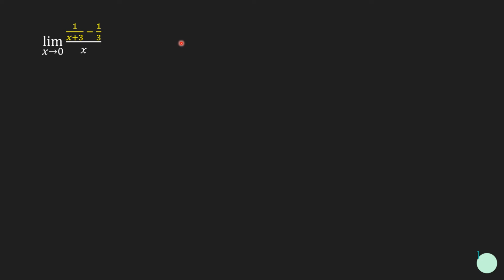For that, we will use a rule known to us which says a over b minus c over d equals ad minus bc divided by bd. See, ad minus bc divided by bd. So we will apply the same rule for this numerator to simplify.